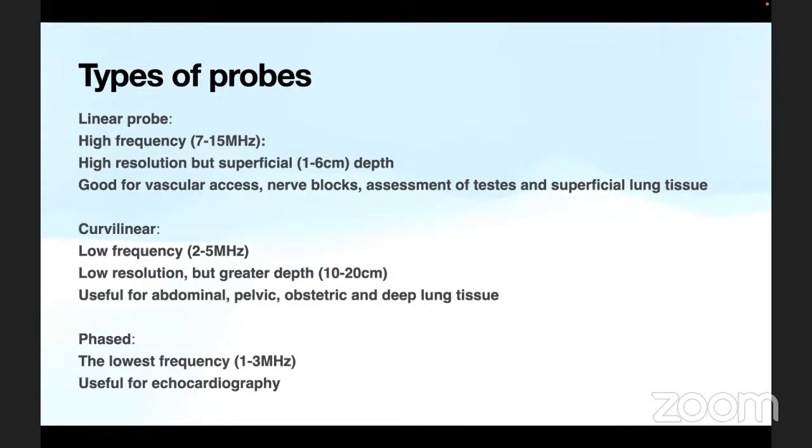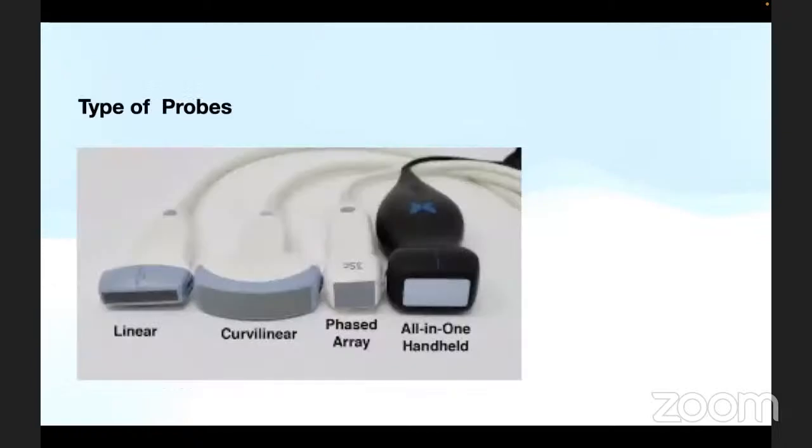And then the other probe is the curvilinear probe. This has comparatively lower frequency when compared to linear probes, of around 2 to 5 megahertz. It has low resolution but has greater depth. So this is useful for assessing abdominal, pelvic, and deep lung tissues. And the third is the phased array probe. This is the lowest of all, 1 to 3 megahertz, and this we use regularly for the purpose of echocardiography.